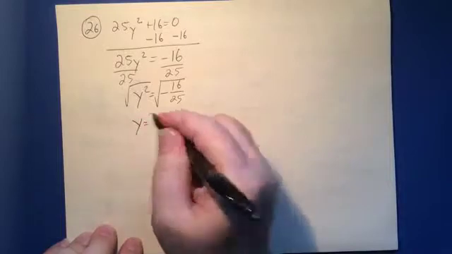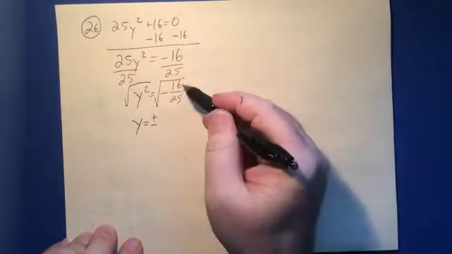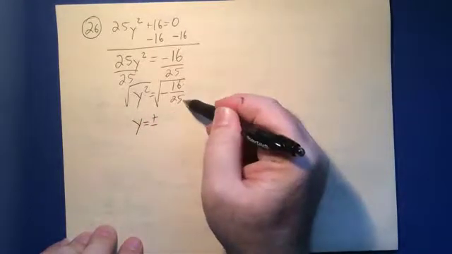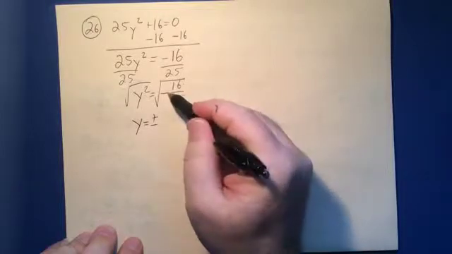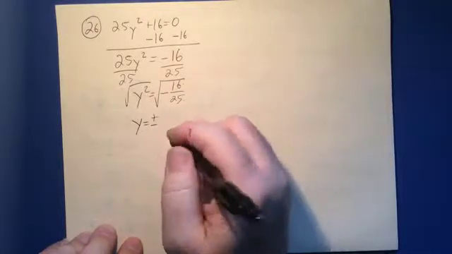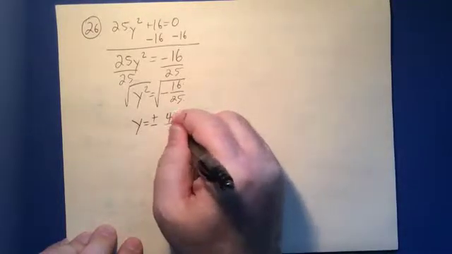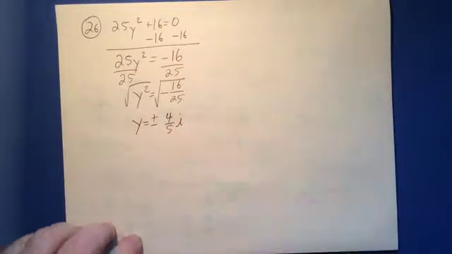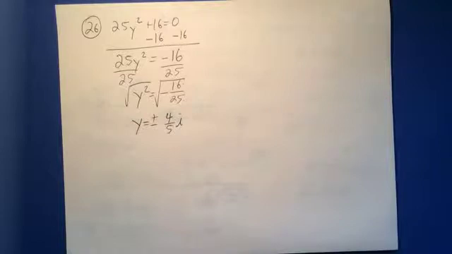That's going to give me y is equal to plus or minus, well, let's see. The square root of 16 is 4. The square root of 25 is 5. The square root of that negative is going to be i. So this is going to be plus or minus 4 over 5 times i. And there is going to be our answer for those types of questions.